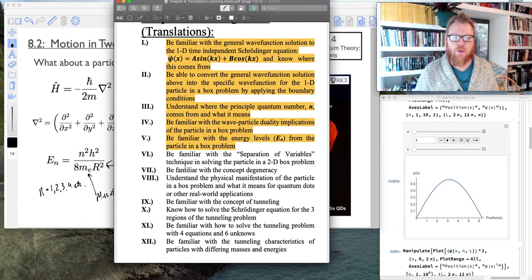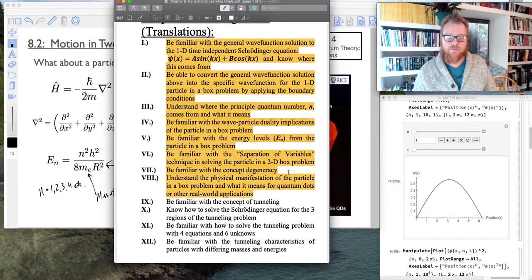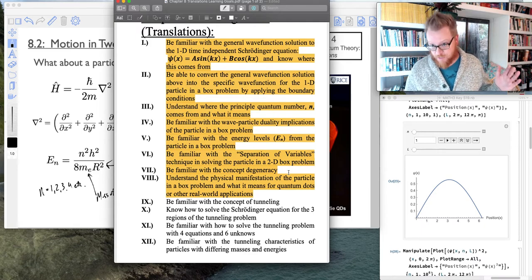So be familiar with the separation of variables technique. So we went through that today in this lecture. The concept of degeneracy. So I just talked about that. Beautiful. And then understand physical manifestations of particle in a box and what it means for quantum dots or other real-world applications. So that's kind of what I was just talking about, where with this particle in a box problem, we can actually observe the particle in a box at play by changes in the absorption spectrum of this material, all right?